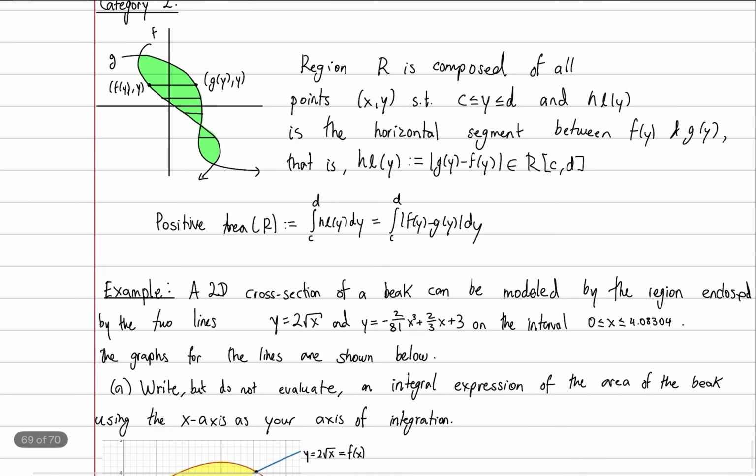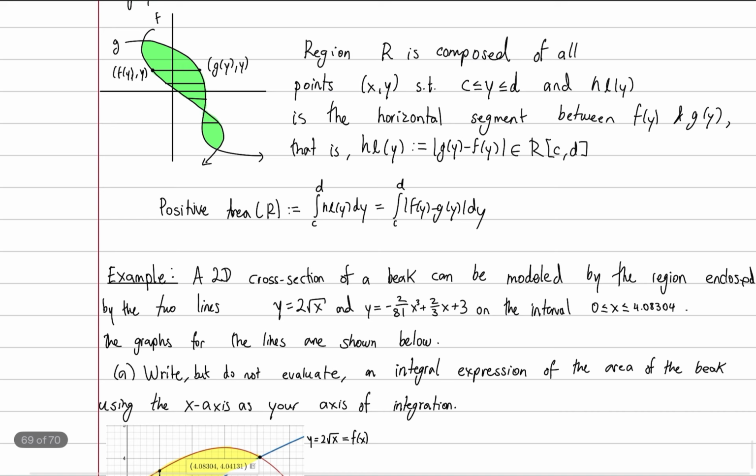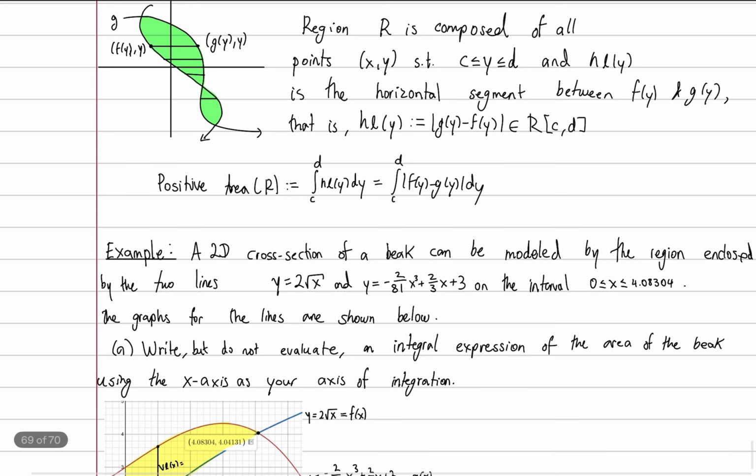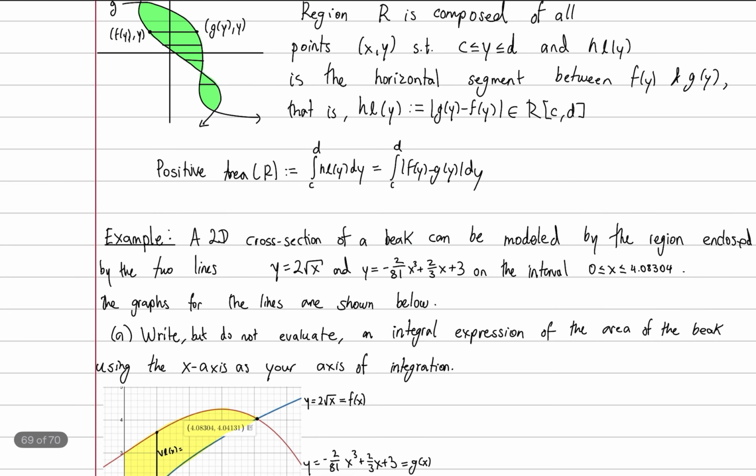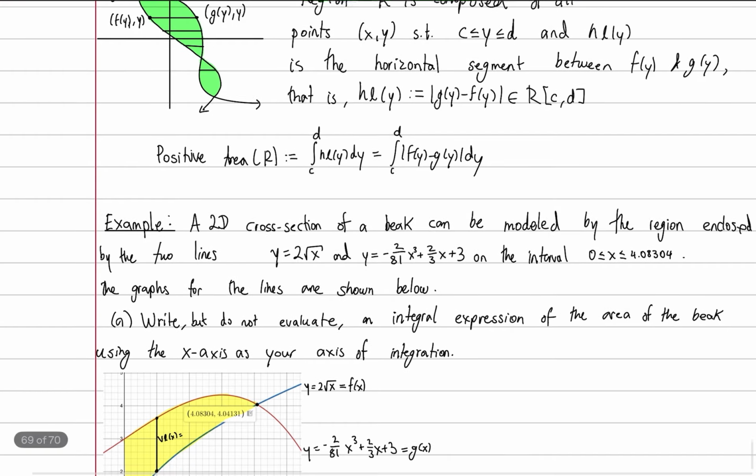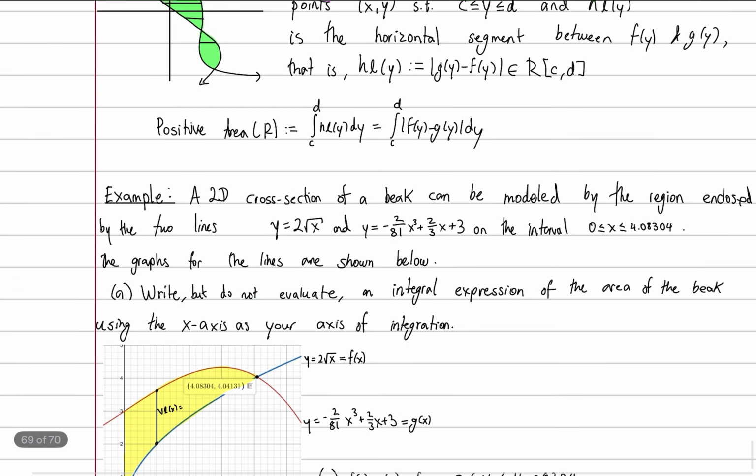Now here's an example, and this is straight from me. I made this myself, created the functions. So a 2D cross-section of a beak can be modeled by the region enclosed by the two lines y equals 2x and y equals negative 2 over 81 x cubed plus 2 over 3x plus 3 on the interval 0 less than or equal to x less than or equal to approximately 4.08304. The graphs for the lines are shown below.